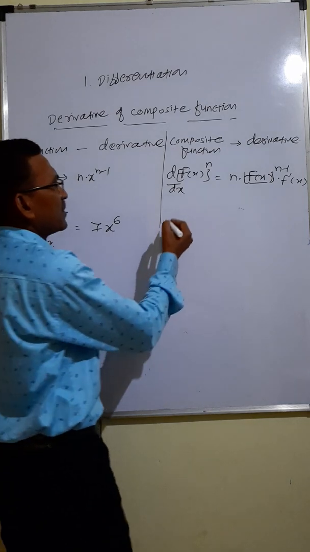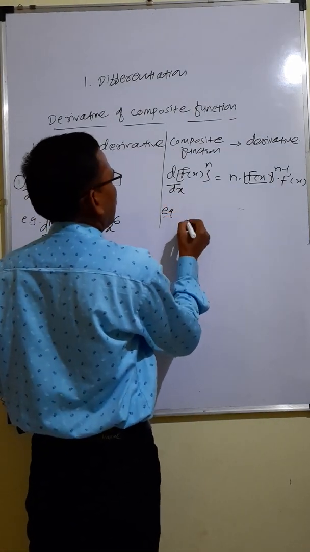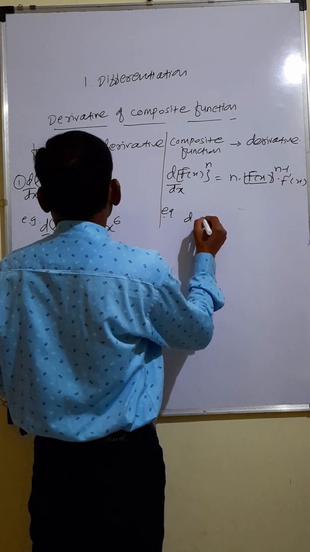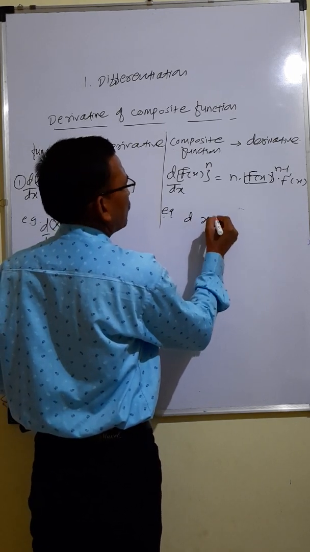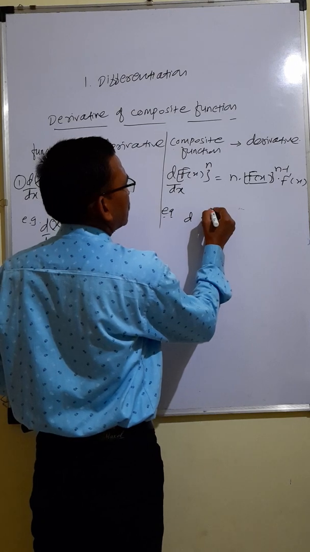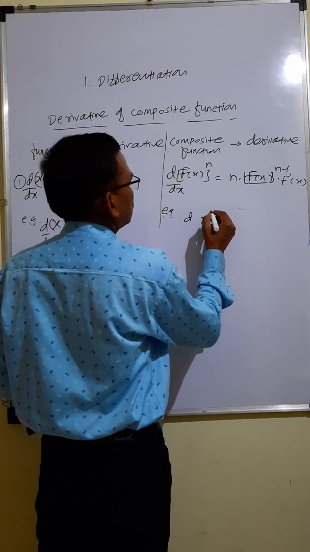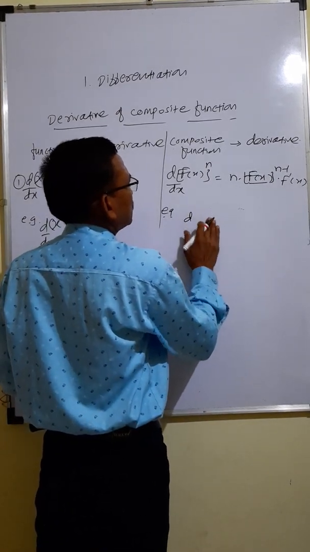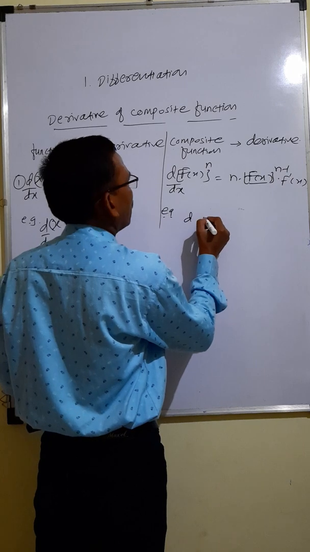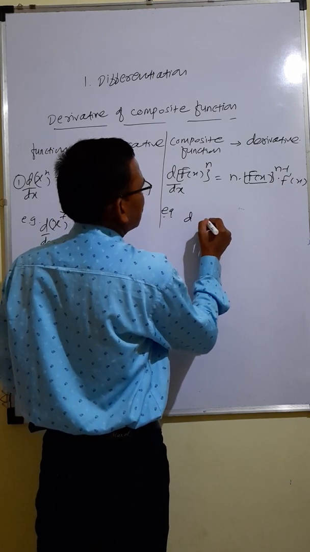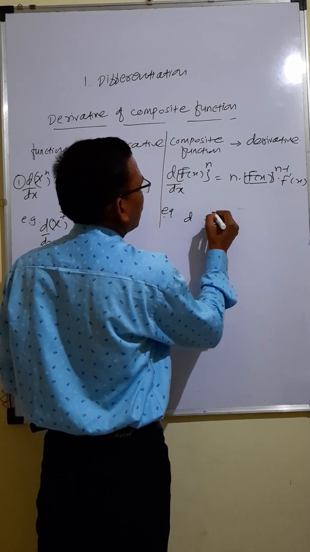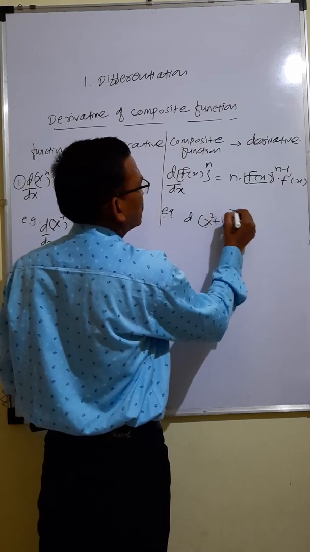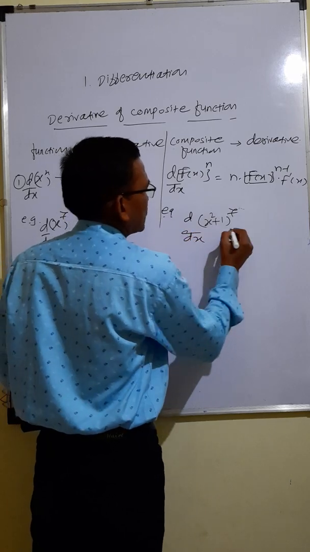Same way here, the example: the derivative of x square plus 1 to the power 7 here with respect to x.